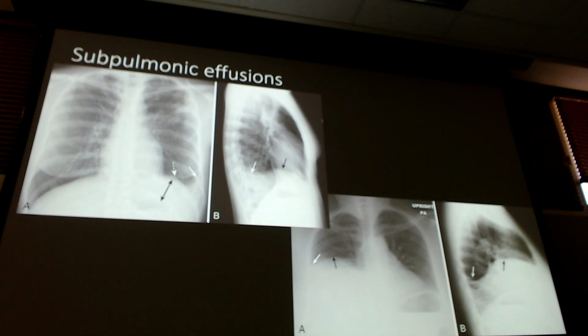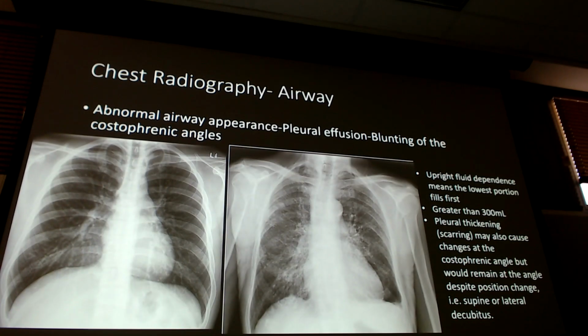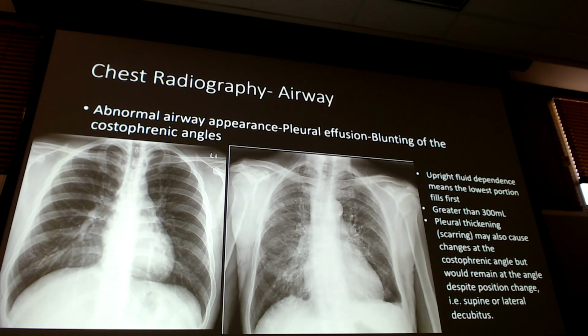Something's going on. What do I have? I don't know. Oh yeah, I do. I got a pleural effusion. Look at my PA. Another slide here for blunting of the costophrenic angles. 300 milliliters in order to see it on the PA. Repetitive for a reason.